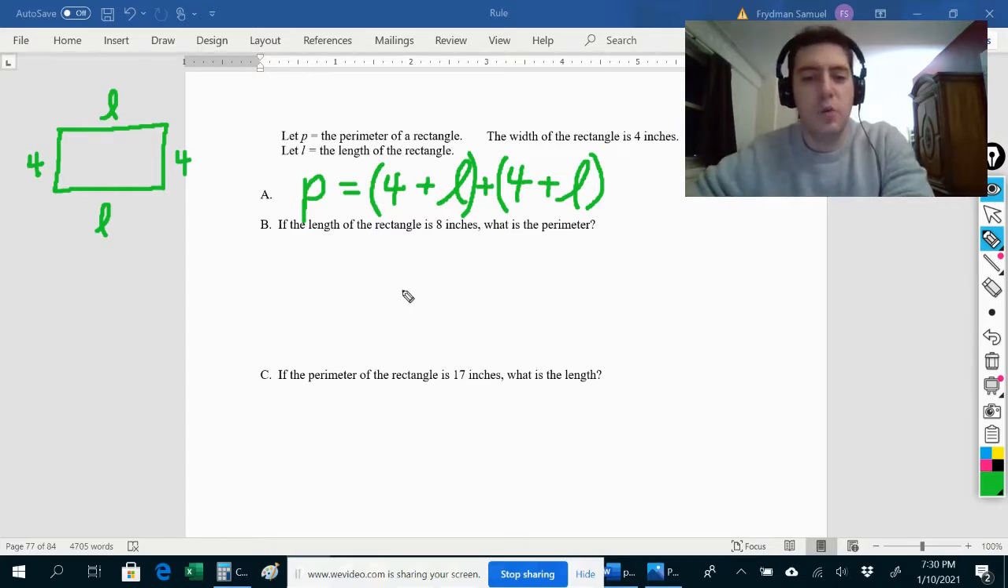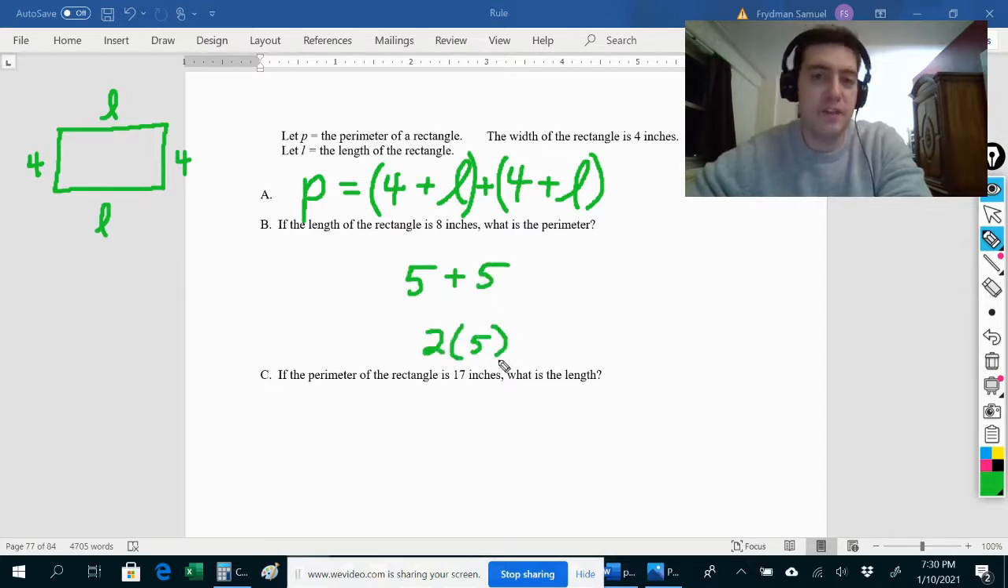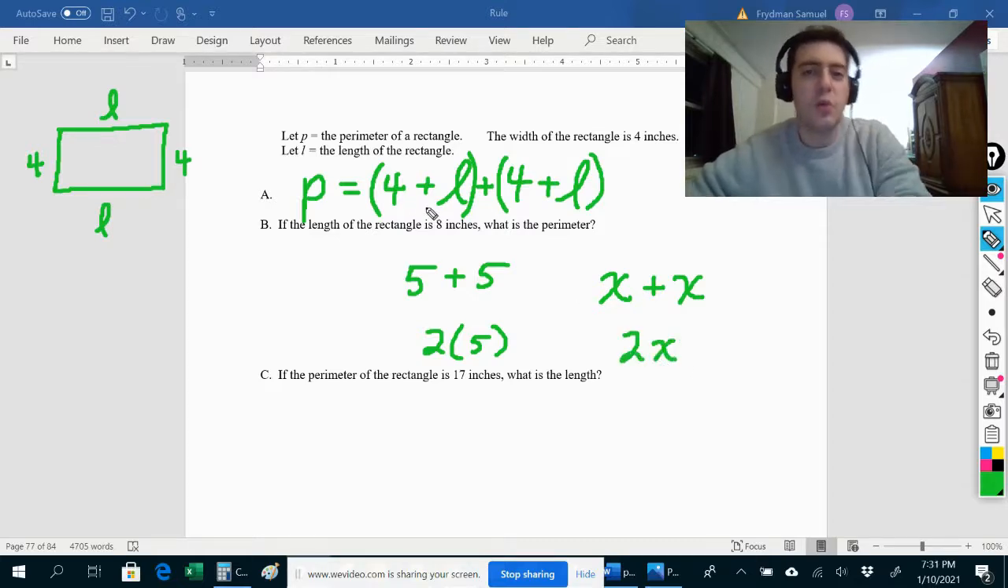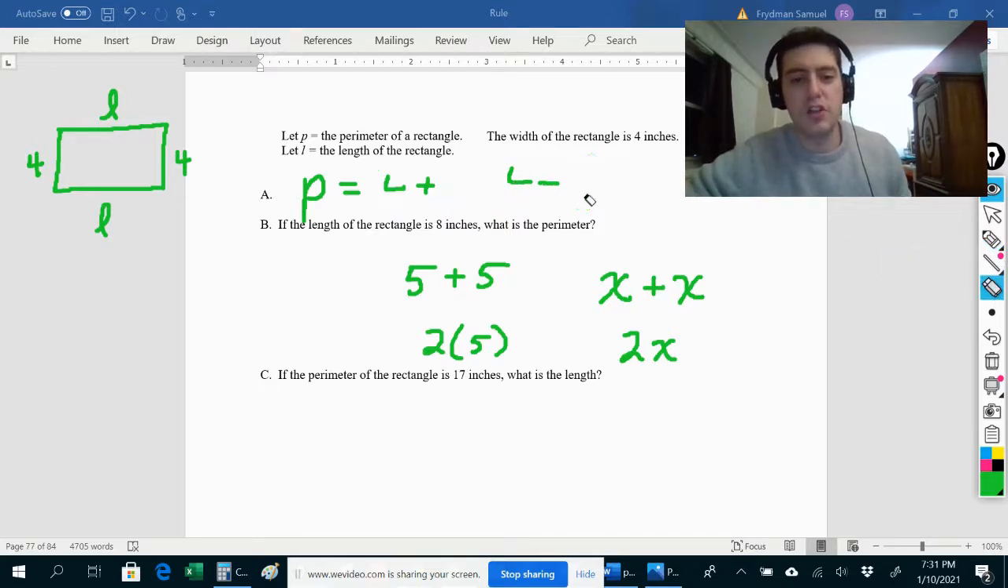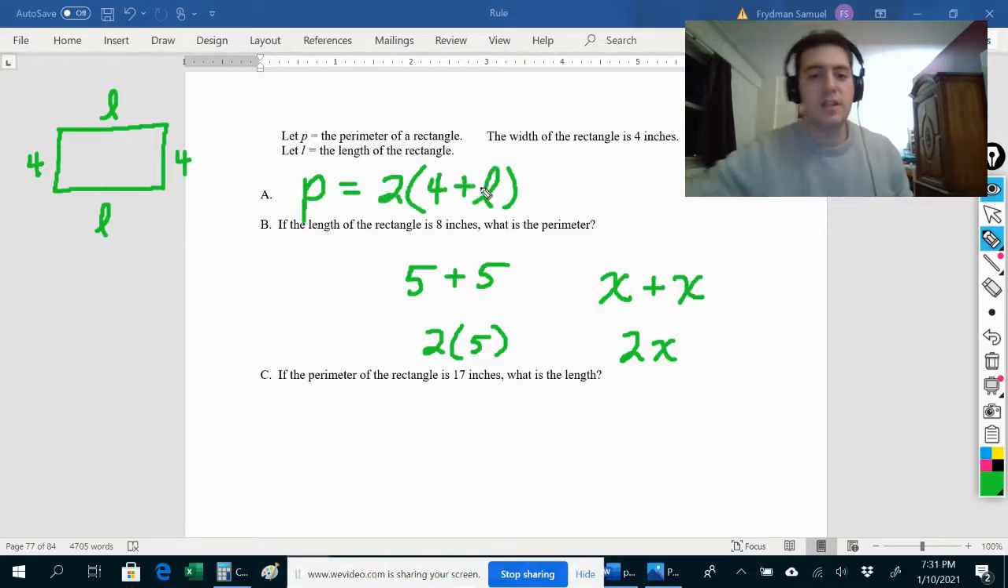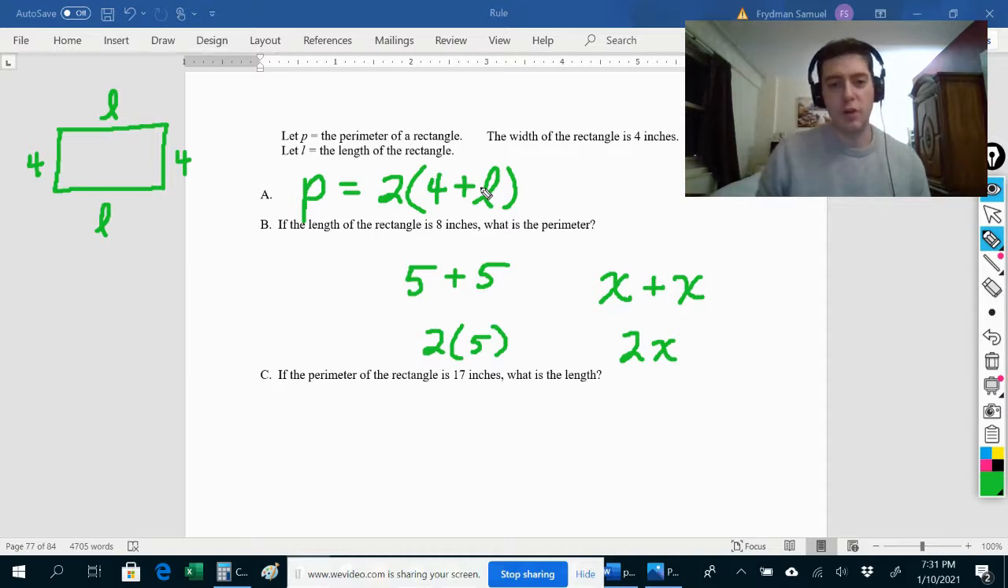Well, what if I had something like 5 plus 5? What's another way of writing that? Another way of writing that is 2 times 5, isn't it? What if I had something like x plus x? Another way of writing that is 2x, right? So another way of writing 4 plus L plus 4 plus L is 2 times (4 plus L). So this expression is equivalent to the first one that we wrote, 4 plus L plus 4 plus L. It's just written a different way.